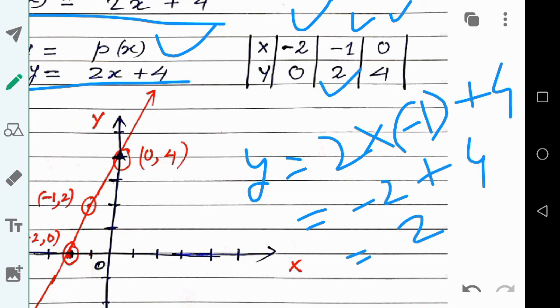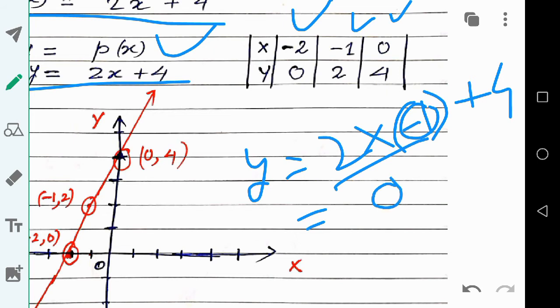So y is equal to 2 here. Now let us put 0. If you put 0, this term will be 0, and 0 plus 4 is equal to 4. Now plot these 3 points on a Cartesian plane.